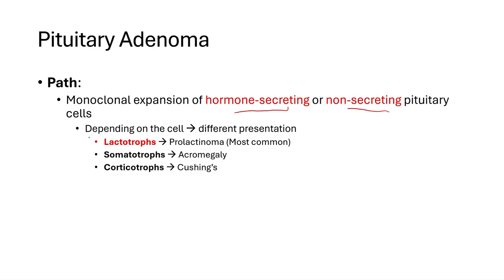The most common, without a doubt, is lactotrophic cell overgrowth, which can lead to prolactinomas, which is primarily what we will be discussing. So somatotrophs can lead to acromegaly due to secretion of GH or growth hormone, and then corticotrophs, which secrete ACTH, can lead to Cushing's syndrome. So the presentation here is also going to be unique.